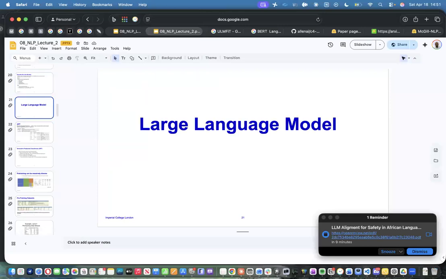Okay, so now we have seen that we can create language models using three architectures. An encoder language model is called a masked language model, don't forget it. A decoder language model is what we call a causal language model, and then we have the encoder-decoder model, right? Now let's move on to large language models.